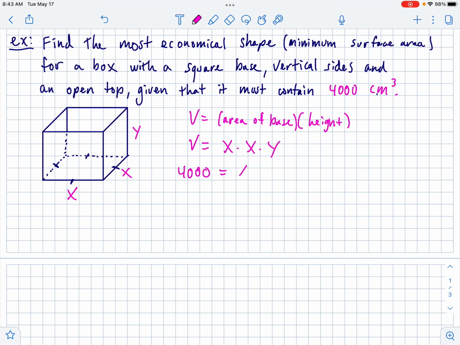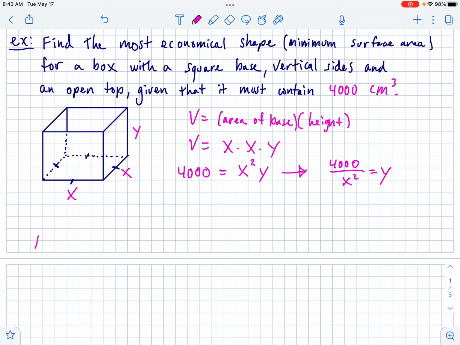So what we have to do is set that 4,000 equal to x squared y, and then solve for y. That means y is equal to 4,000 divided by x squared.